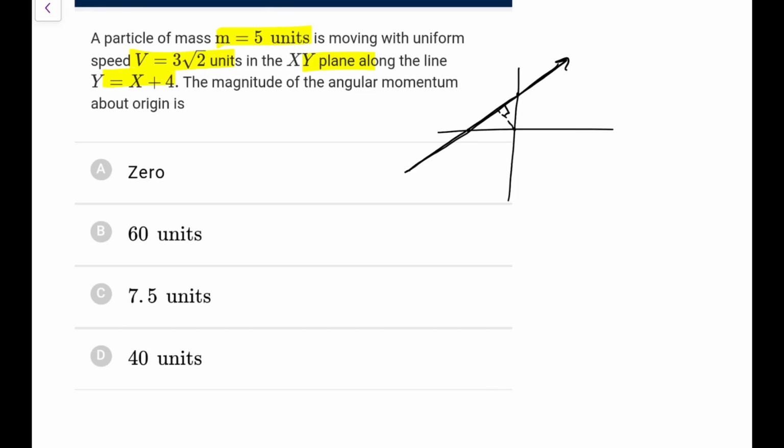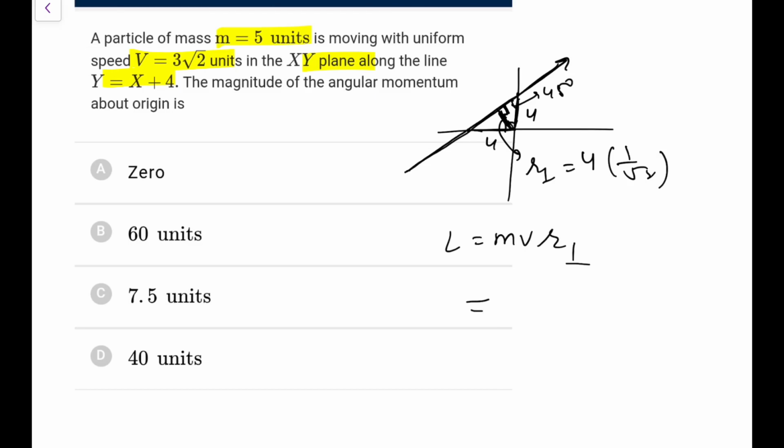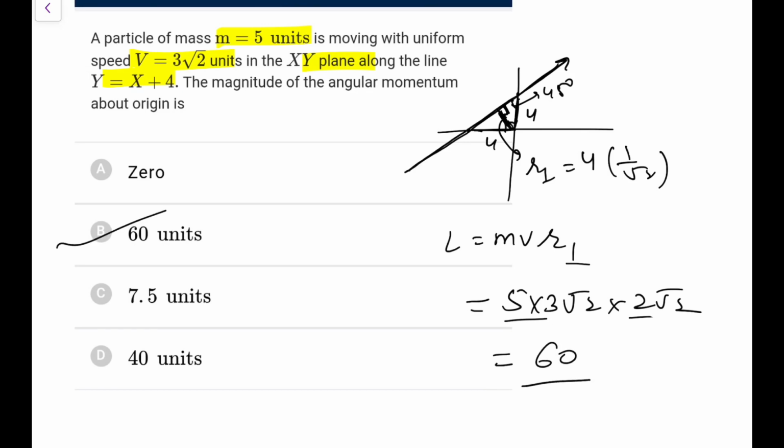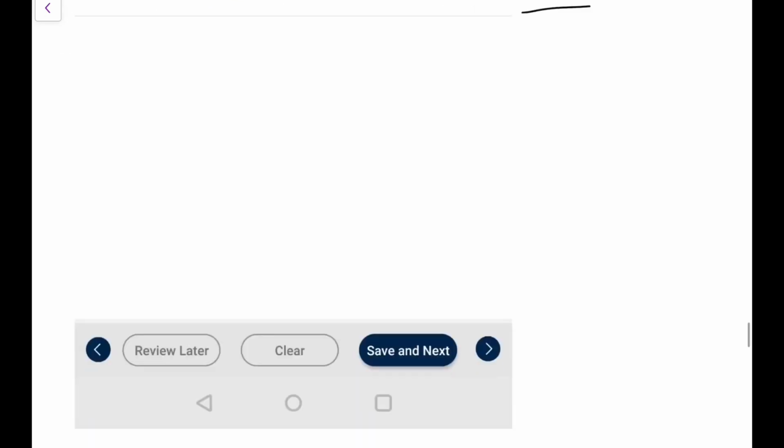So for finding this perpendicular distance you can easily make out this is 4, this is 4, so this angle is 90 and this is an isosceles triangle, so you can directly make out this angle is 45 degrees, so this r perpendicular would be equal to 4 sine 45, that is 4 into 1 by root 2. So angular momentum would be m v r perpendicular about origin. So it is 5 into 3 root 2, this becomes 2 root 2, so 5 3s are 15, 30, 30 into 2, 60 units. Go for option B. You must have done such questions, I suppose, in your practice sheets.